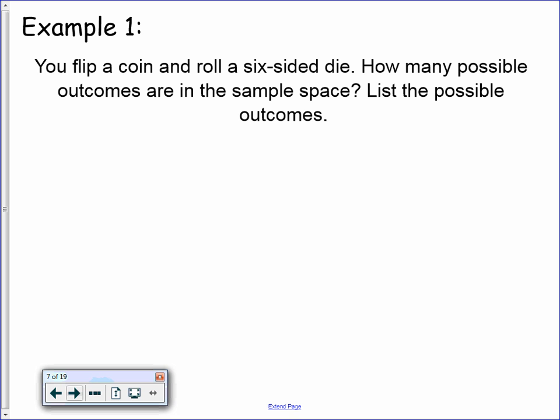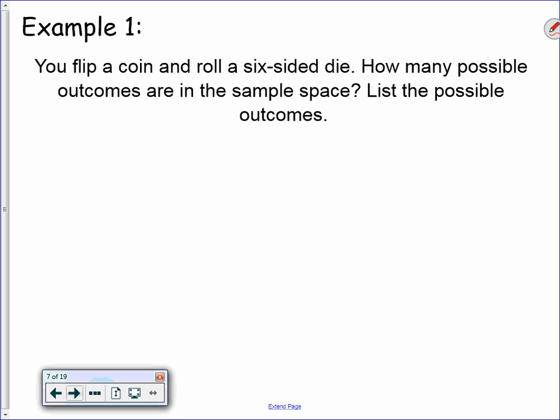So for example 1, you flip a coin and roll a 6-sided die. How many possible outcomes are in the sample space? List the possible outcomes. So some of these can get pretty long. This one's not too bad. I think 3 in the assignment is pretty long, and I do believe that we took that one out.